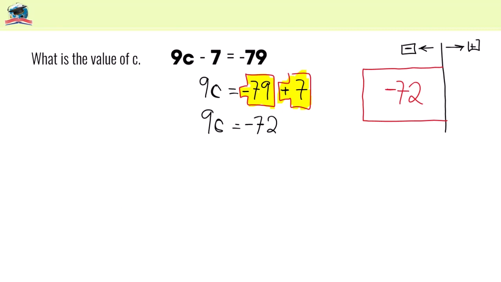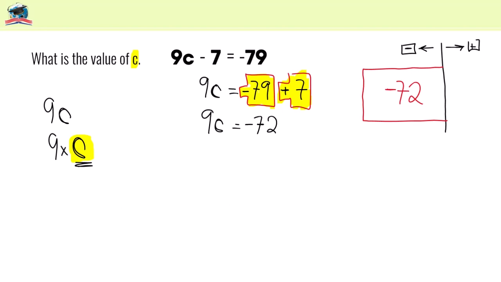Okay, now we've got 9c is equal to minus 72. Now 9c here means 9 times c. So we're going to split them into two. We're going to take the 9 to the other side and leave the c there. Because what? Because we're told to find the value of c. So therefore, because we're told to find what c is, we're just going to leave the c there and take the 9 and take it to the other side.